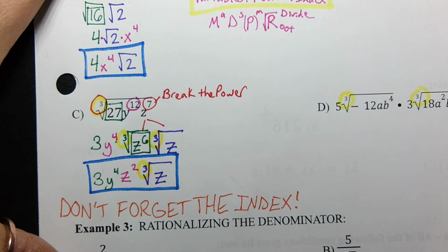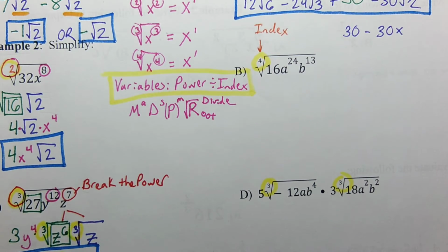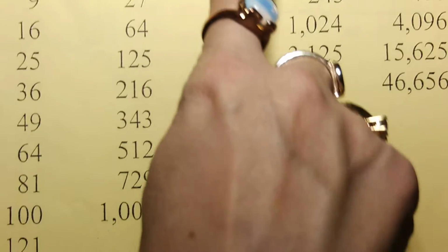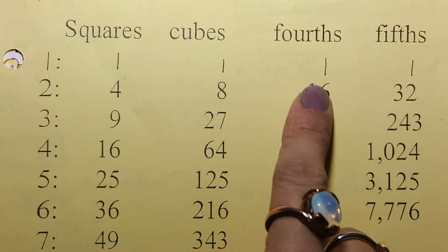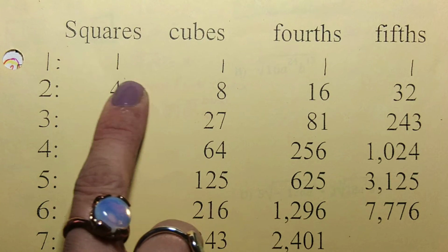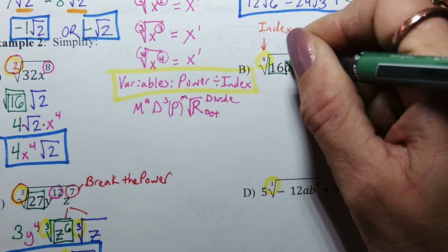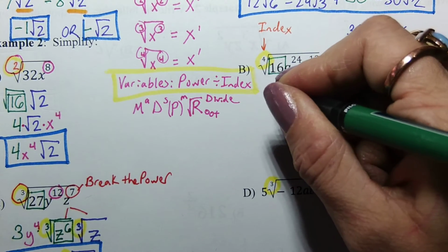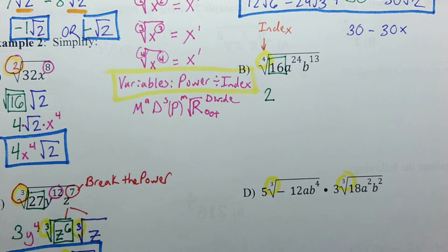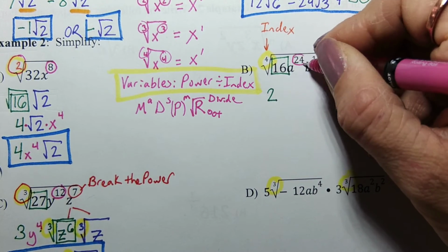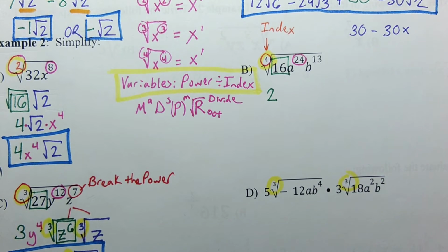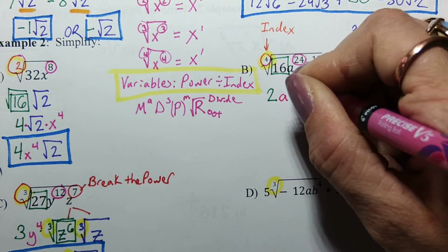So let's go ahead and skedaddle back on up to problem B. We've got the fourth root of 16. So fourth root means I'm looking for perfect fourths. Is 16 a perfect fourth? Yep. What's the fourth root of 16? 2. So 16 is a perfect fourth. The fourth root of it is 2. Then I've got my variable, a to the 24th. Power divided by index. It goes in evenly, so there's no need to break the power. So a to the 6th.